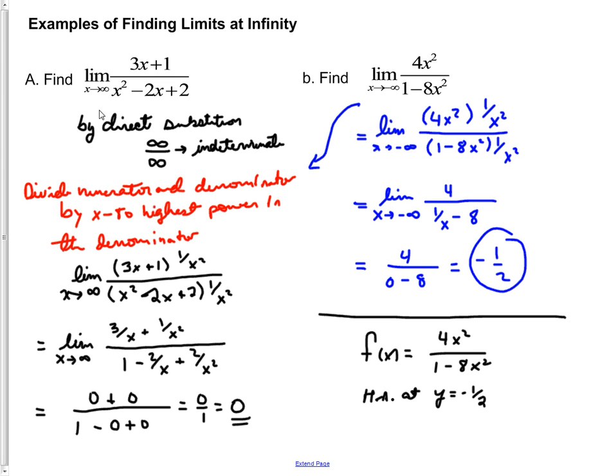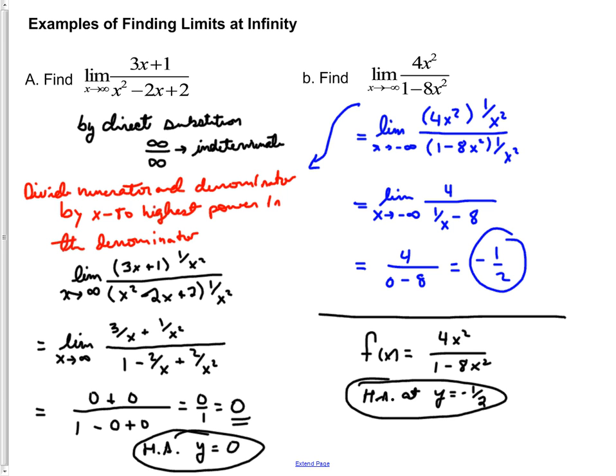Just like in our first case, we had 3x plus 1 over x squared minus 2x plus 2. The degree of the numerator was less than the degree of the denominator, and that indicated that the horizontal asymptote would be the line y equals 0. So we've actually just gone through and used a limit to confirm those facts about horizontal asymptotes, and we'll have a chance to use that later.